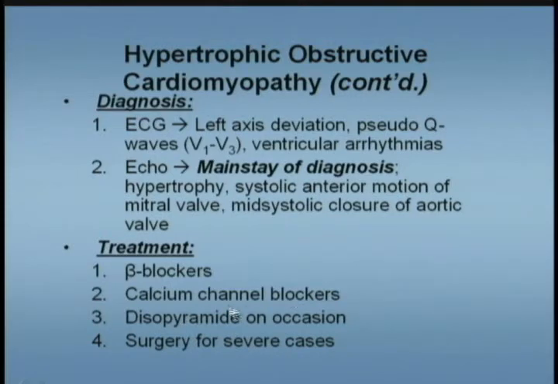Disopyramide, what is that? Disopyramide is like an 8-track tape player or a black and white television. Is it still around? Yes. What do you think about people who would use an 8-track tape player? Well, you'd say, where have you been for the last 25 years? Disopyramide is a class 1A antiarrhythmic. It's in the same class as quinidine and procainamide. But disopyramide is extremely negatively inotropic. It's so negatively inotropic that it increases ventricular filling.